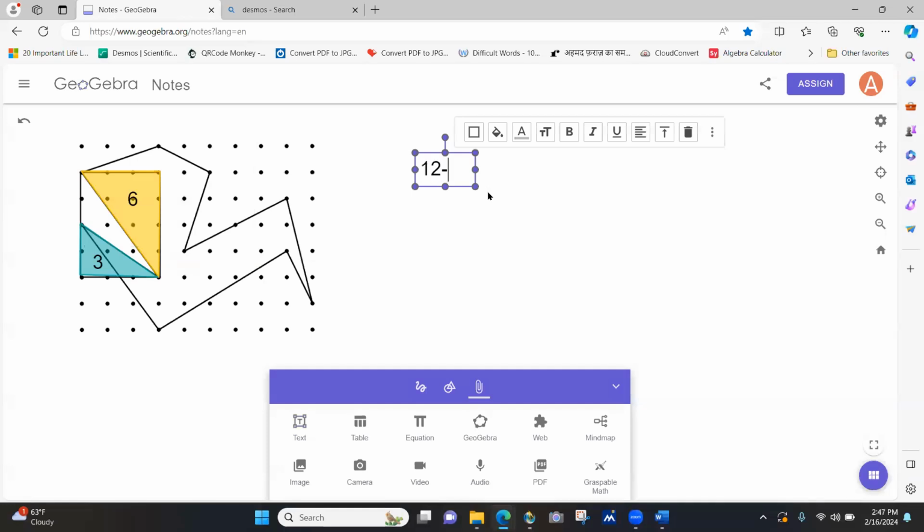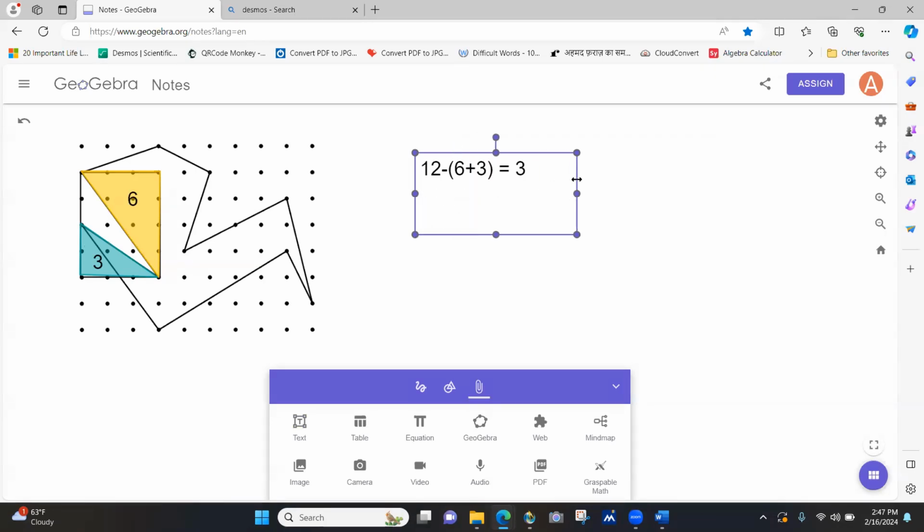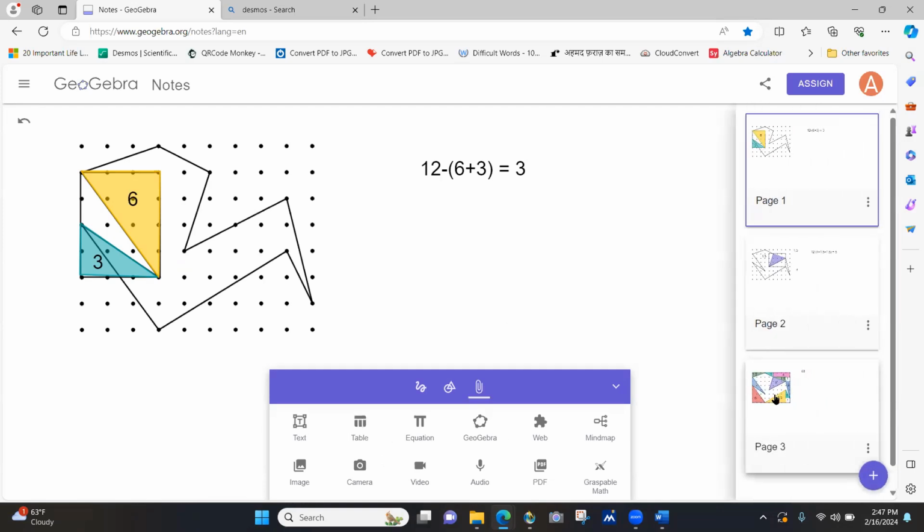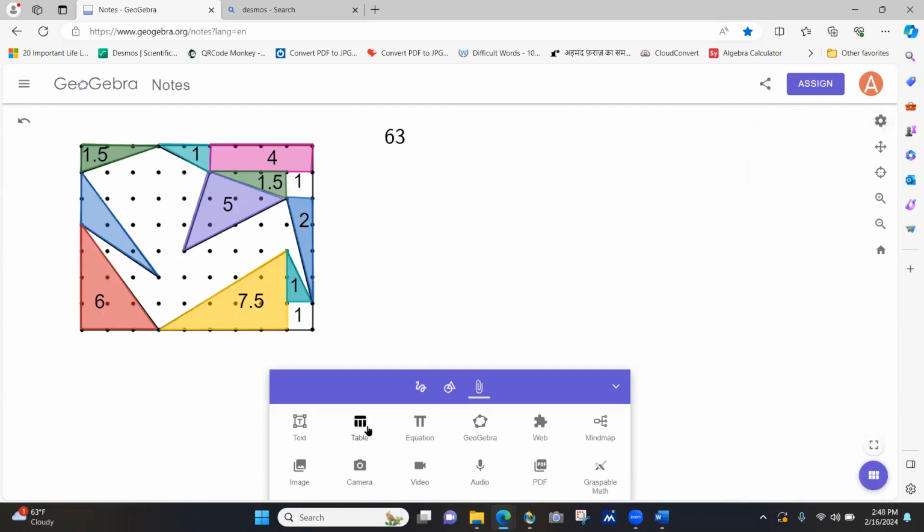From 12, if I subtract 6 plus 3, that's going to be 9. And that's going to be 3. So this white triangle here in this picture has an area of 3. All right, I'm going to go back and quickly write it here before I forget it. I'm going to add all these things up very carefully.